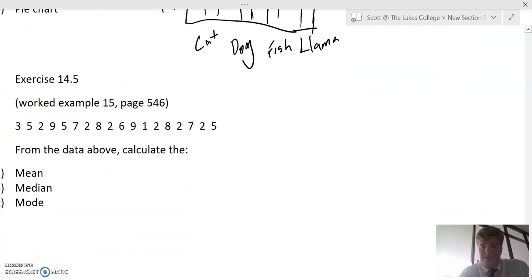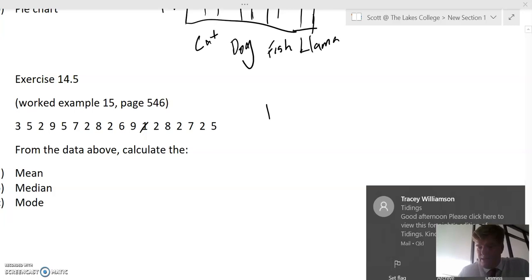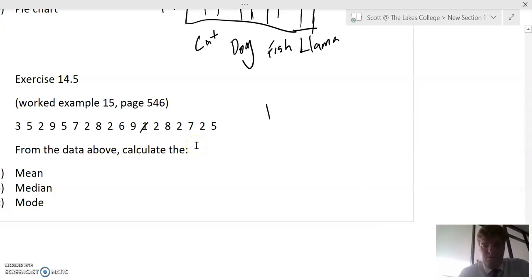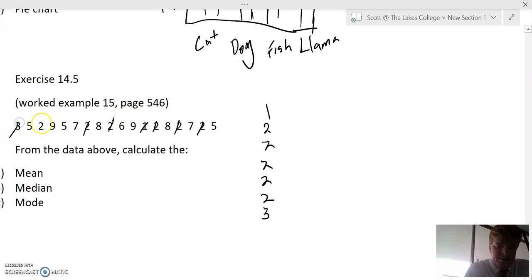Okay, mean, median and mode. The first thing I would like to do is put these in order. So we've got 1, 1, and then 1, 1, and then we've got at least 1, 2, 3, 4, 5 twos. Then we've got 1, 3, 1, 3. Actually, there's 6 twos. I'll just sneak one in here and we won't tell anyone.